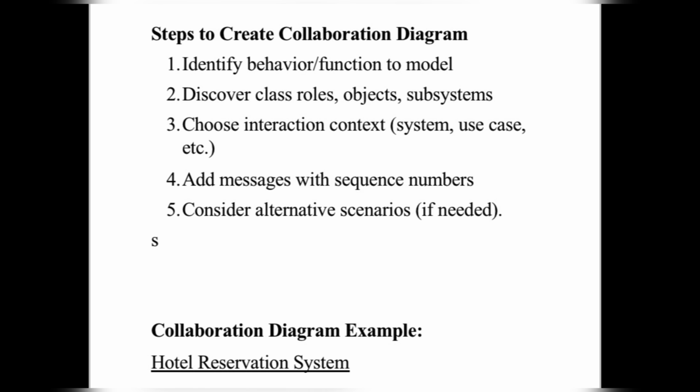The steps to create a collaboration diagram are: first, identify the behavior or function to model. Second, discover class roles, objects, subsystems. Third, choose interaction content. Fourth, add messages with sequence numbers. Fifth, consider alternative scenarios. The example of it is a hotel reservation system.